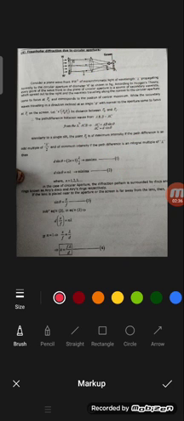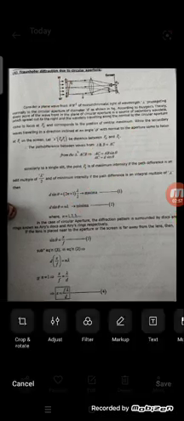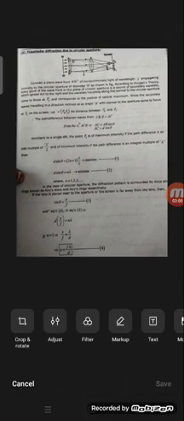The distance between P0 and P1, let it be x. From the triangle ABC, we can draw that AC is equal to AB sin theta. AB is nothing but D, so AC is equal to D sin theta. This is from the diagram.